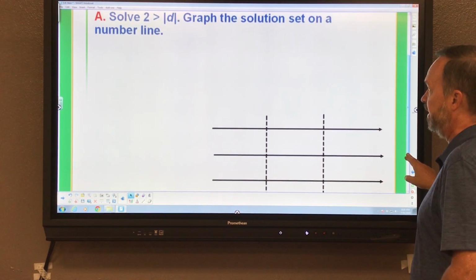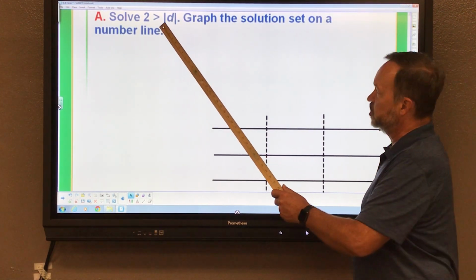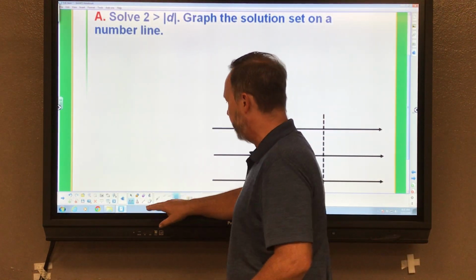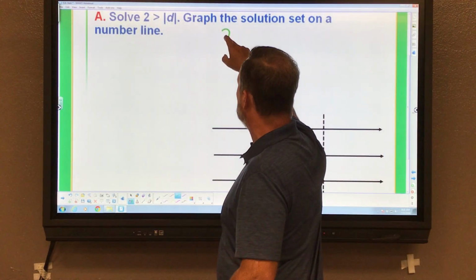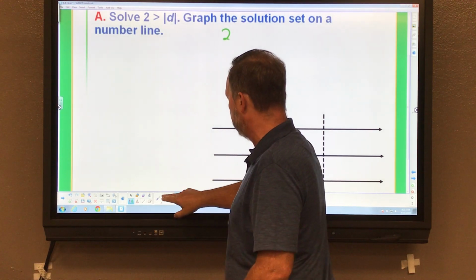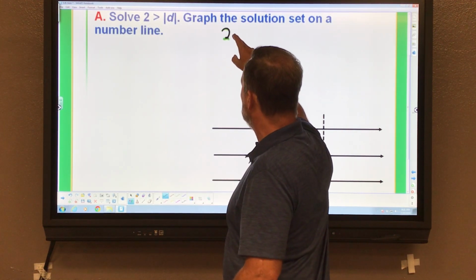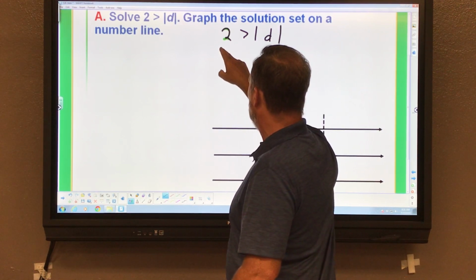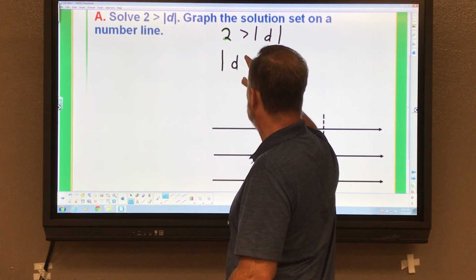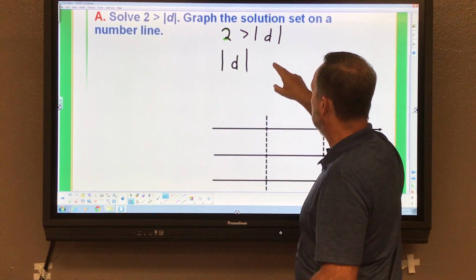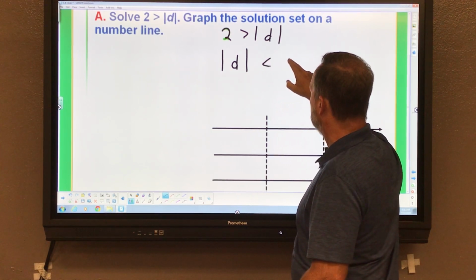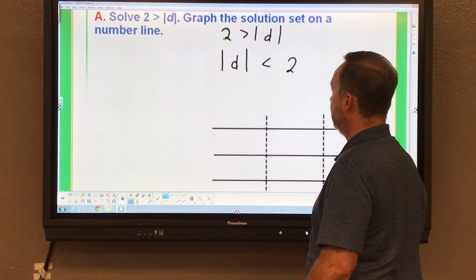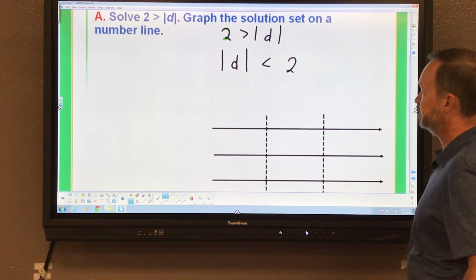This is the dance we're dancing. This is 2 is greater than the absolute value of D. So let me drop this over here. Oh, that wasn't the color I wanted. 2 is greater than the absolute value of D. Or I could say the absolute value of D is less than 2, right? Okay, so we have this.